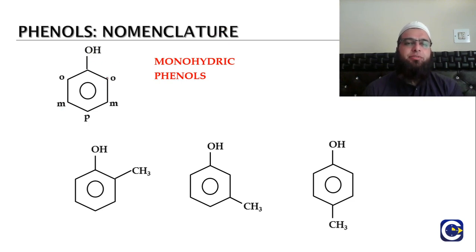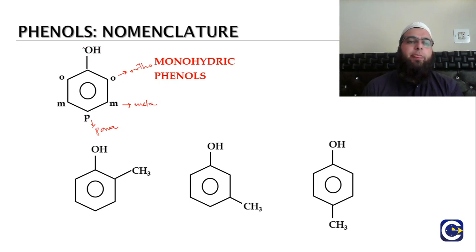Basic example, this is a phenol. What O means is that this position of the phenol is called the ortho position. This is ortho position, okay. And M means the meta position. This is meta position. And P means the para position, para, okay.